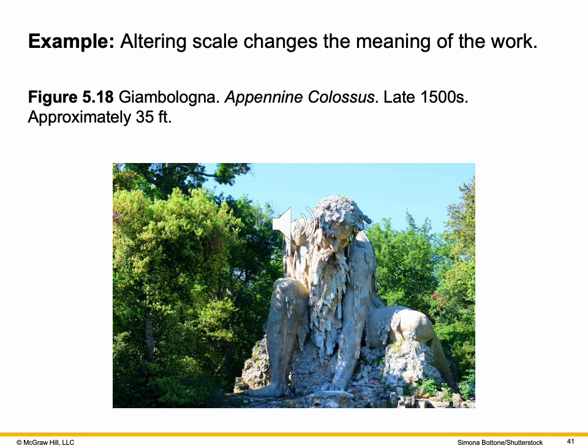Artists sometimes play with scale and our expectation of normal sizes. The sculpture of the Appennine Colossus by Italian sculptor Giambologna shows us the effects that radical shifts in scale can produce. Many fairy tales and adventure stories tell of humans who find themselves in the land of giants. In this case, the giant figure is a personification of the Apennine mountain range that runs the length of the Italian peninsula, measuring over 35 feet tall.